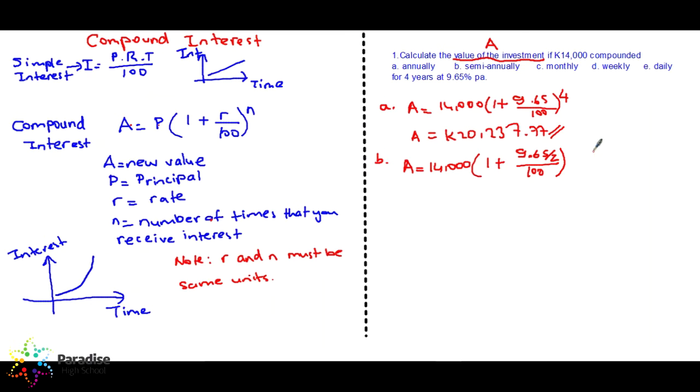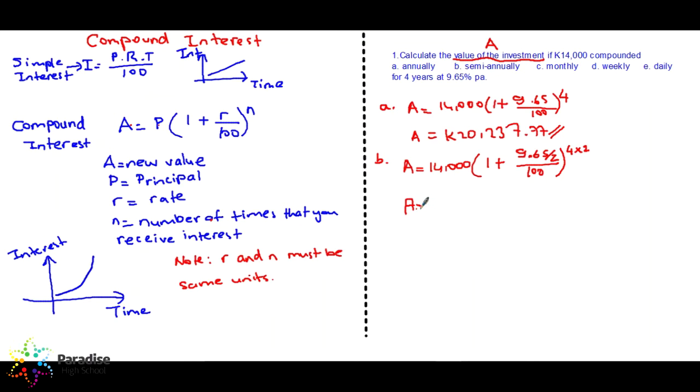How many times will you receive interest in 4 years? Since I receive interest twice a year, every 6 months, it means that I will receive interest 4 times 2, altogether 8 times. So the answer will be 14,000 times, okay, let's just calculate it directly. Okay, here we go.